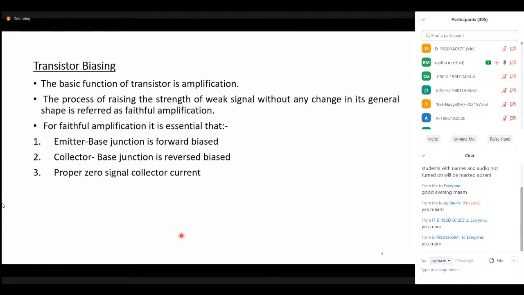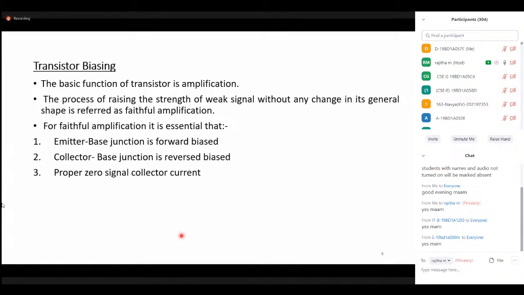So with zero AC input signal, with only the DC biasing, if I maintain constant quiescent values of current and voltages, then your transistor can amplify the applied AC signals without distortion. So we require the input junction to be forward biased, the output junction to be reverse biased, and we have to maintain a proper zero signal collector current.